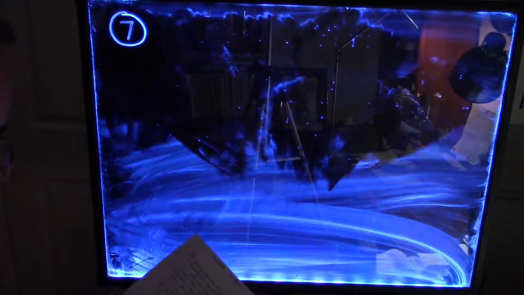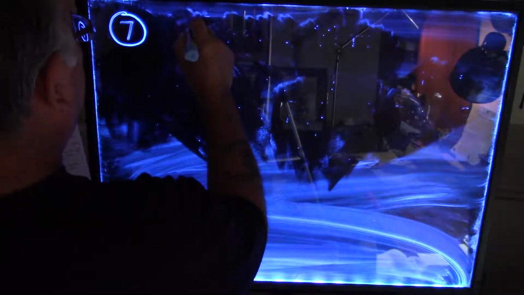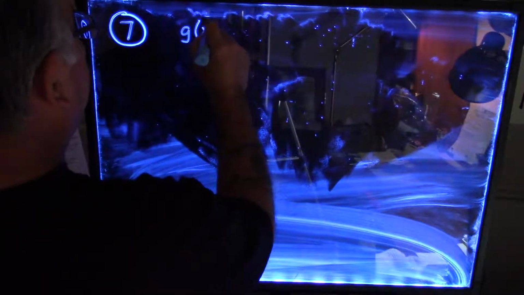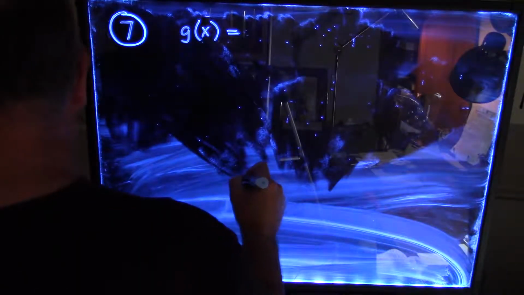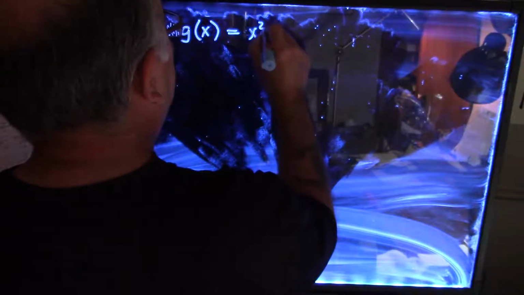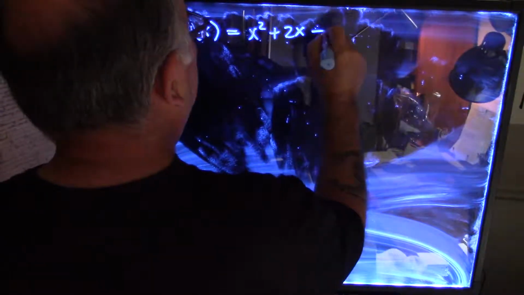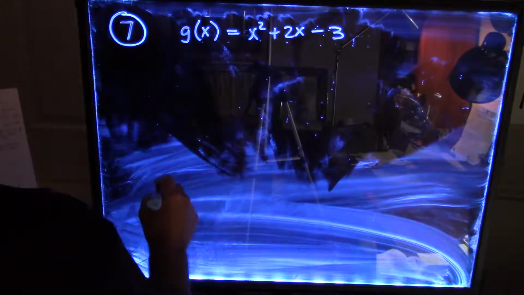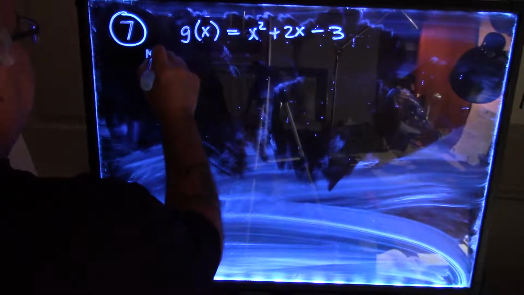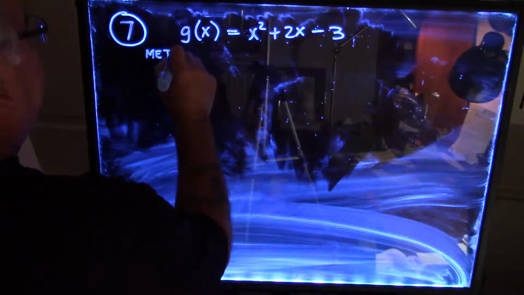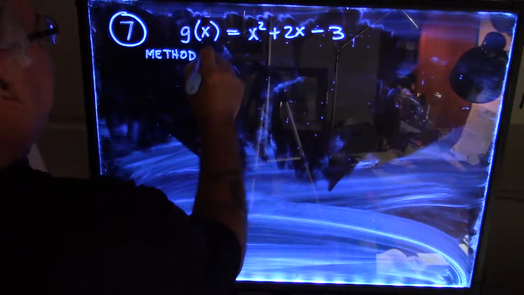Number 7. For the following exercises, rewrite the quadratic functions in standard form and give the vertex. So for this one we have g of x is equal to x squared plus 2x minus 3, and I'm going to do this with two methods. The first method is the one that your book covers.